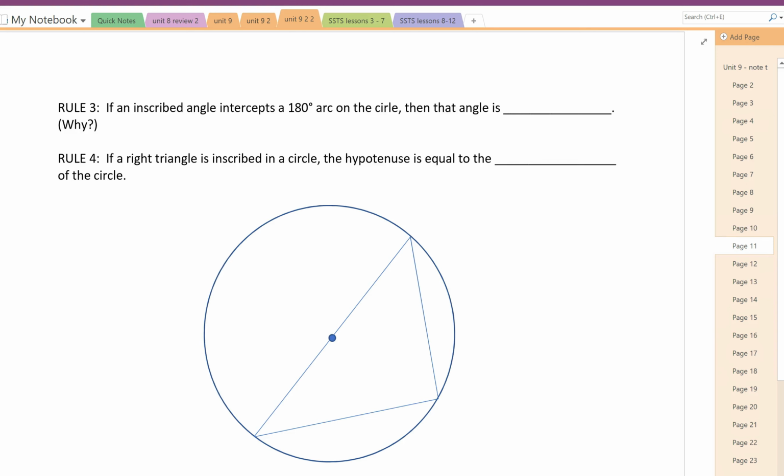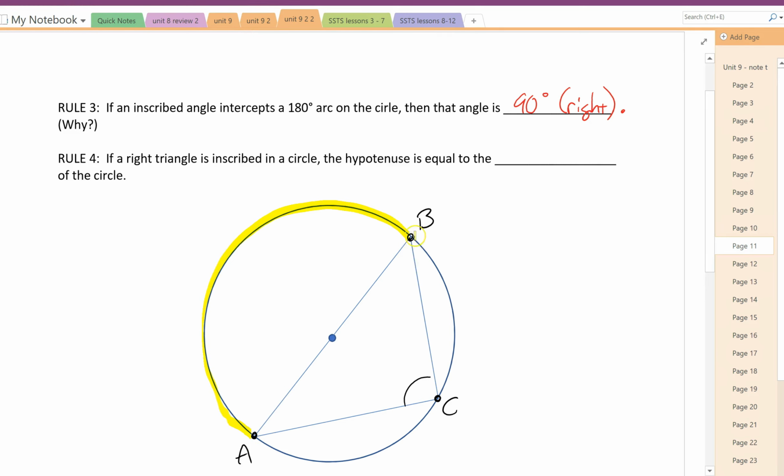Next rule. If an inscribed angle intercepts a 180 degree arc on the circle, then that angle is 90 degrees, or I could say right. In other words, it's a right angle. Okay, here's an example down here at the bottom. I call this point A and this point B, and I could call this point C if I want to. I can see that angle ACB intercepts an arc that goes from A to B.